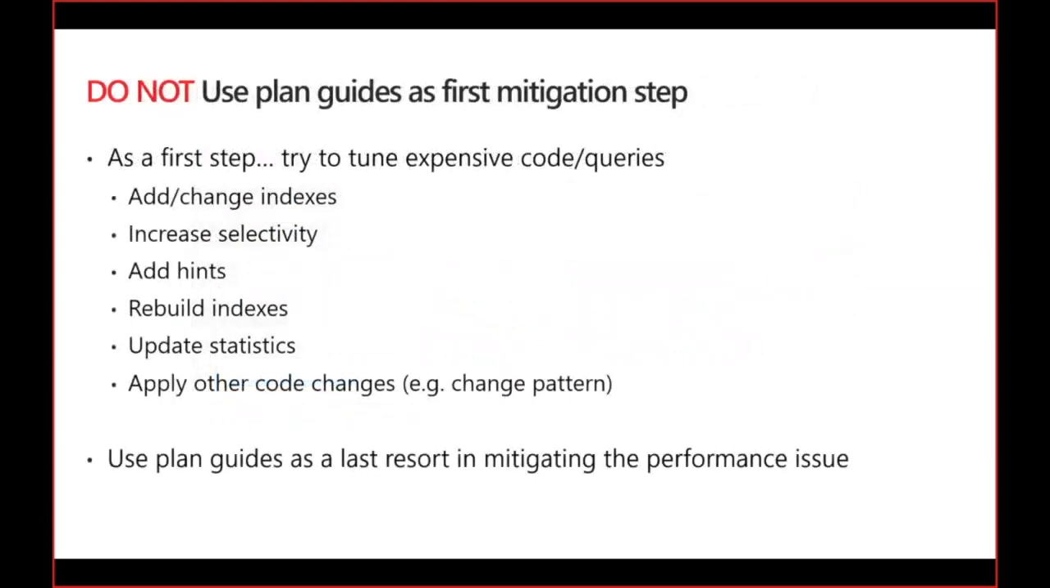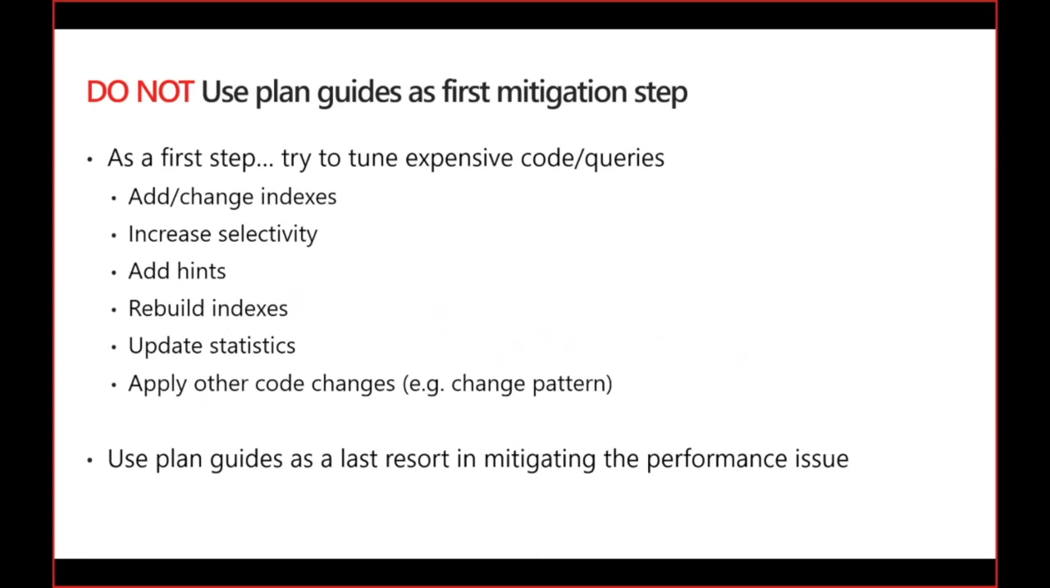Then I would like to talk, as the last one, about plan guides. And I mentioned here, do not use plan guides as a first mitigation step. What we mean by this is that in a tuning exercise, for example, we discover a certain expensive piece of code, and this code has maybe one or two or multiple expensive queries behind it. What we should do first is question the code, correct? Maybe we have to use a different pattern. Think about, for example, going set based, or I don't know, it could be any change at the code level.